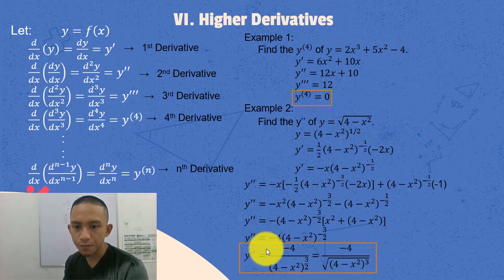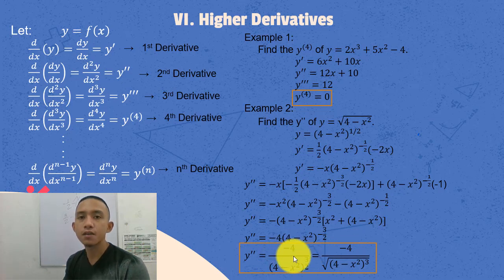Or if you do not want to put that in radical, why not still put it as a fraction, but of course make it positive. So I will transfer it still below.